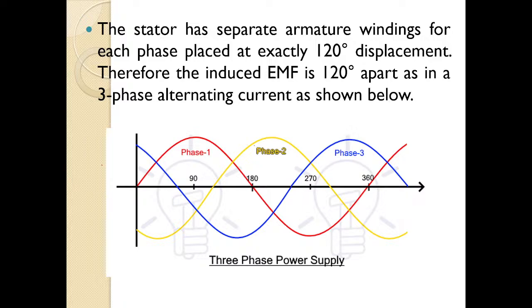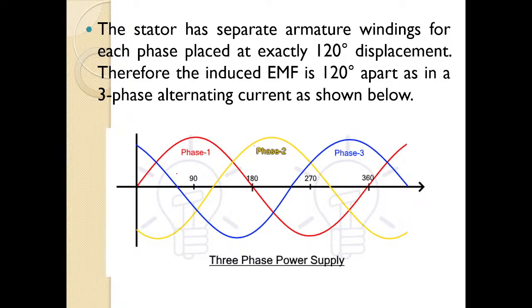Okay. So in the stator, as I have already told you, there will be three phases: phase 1, phase 2, phase 3. Usually the angular displacement between the phases will be 120 degrees.